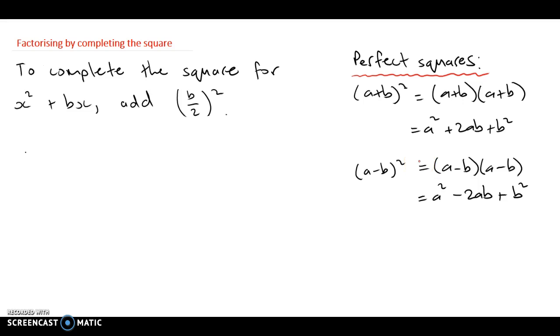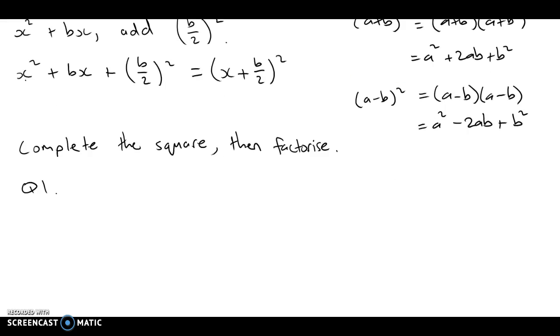So when we're completing the square, we're trying to create a perfect square. So what that looks like is if we have x squared plus bx, and then as I said we add on b on 2 all squared, that gives us x plus b on 2 all squared, and therefore we've created a perfect square. So let's have a look at a couple of questions.